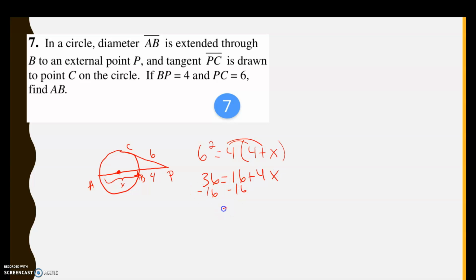Minus 16 from both sides. So I get 20 is equal to 4x, which means x is equal to 5.